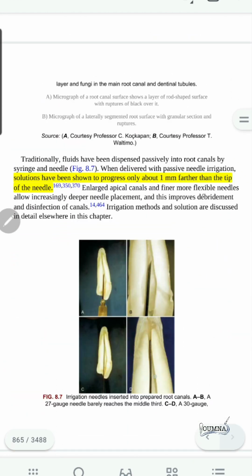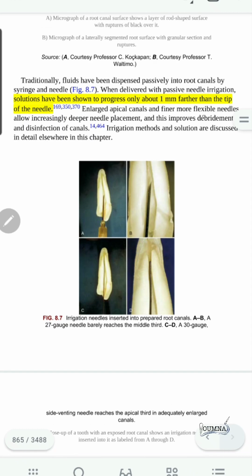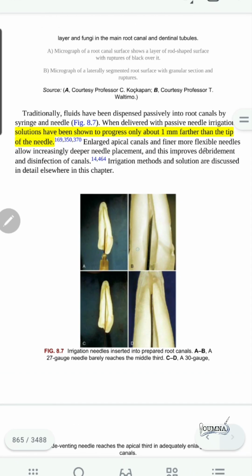Because as we know, solvents do not go further than 1 millimeter beyond the tip of the needle, so we need to enlarge the tooth as much as possible so that the needle can reach the apical part and do the cleaning properly.